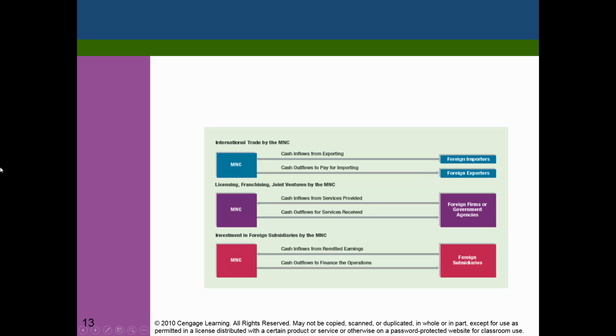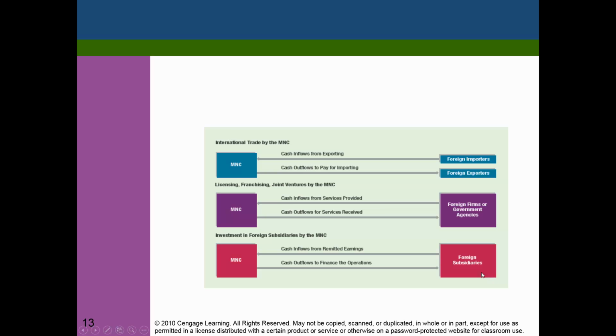Now if you look at licensing, franchising and joint ventures, what we see is that it could be a pharmaceutical company, or it could be a company such as Subway or Pizza Hut. What they do is that they receive cash from providing the services, or they have to pay for the service received from abroad. So this is what we see here. We have an MNC and we have a foreign firm or a government agency. So there are cash inflows from the services provided or cash outflows for the services received.